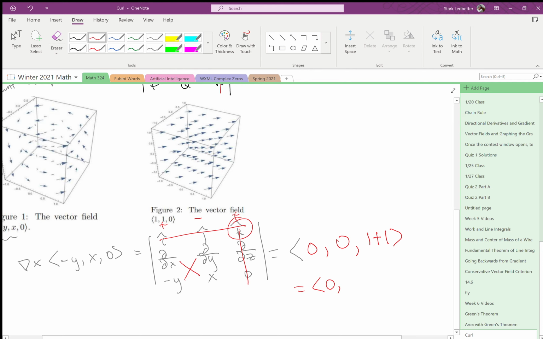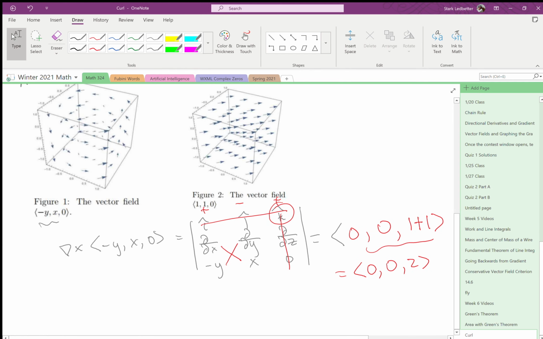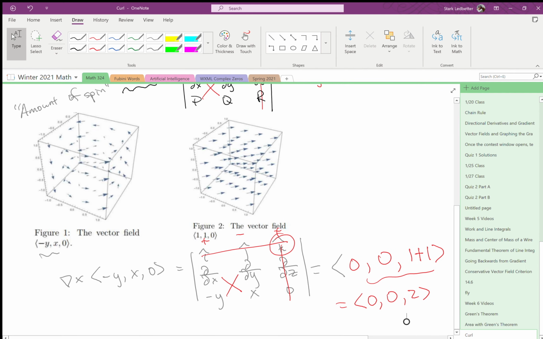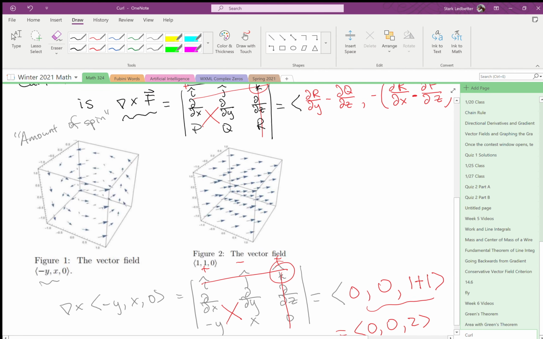Okay, so I get the curl, and you might get functions of x and y here if you had more complicated things. So the curl might be different depending on x, y, and z, actually. The curl might be different depending on the point you're at in R3. But in this case, it's a constant curl. And what that means is the amount of spin is 2.